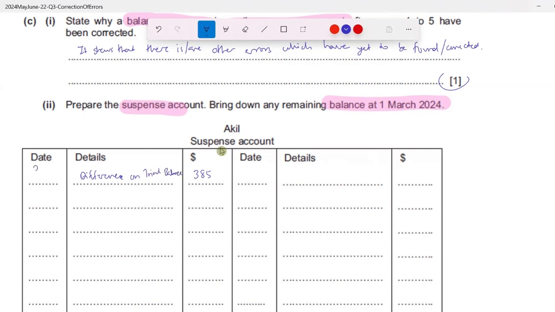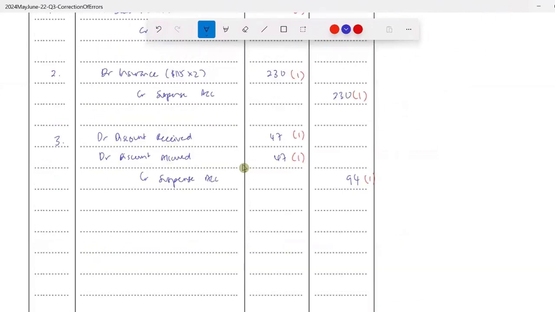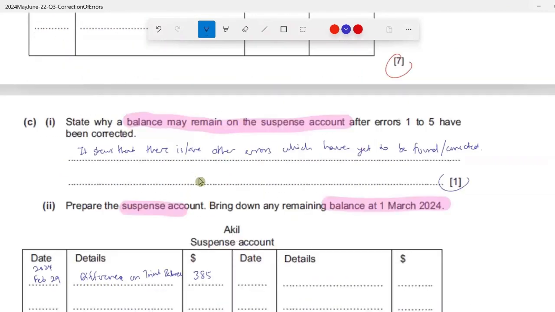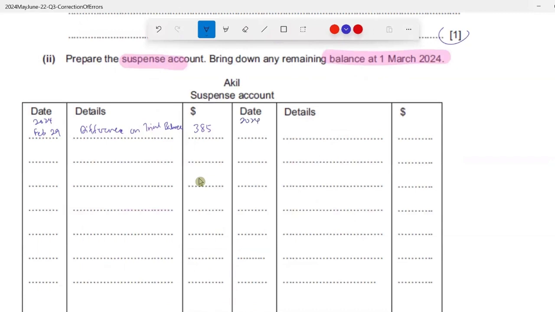So the date is the trial balance date. Let's look at our correction here. Number 2 will have the suspense account credited by 230 for insurance. So we credit accordingly. Insurance, 230. This is error number 2.